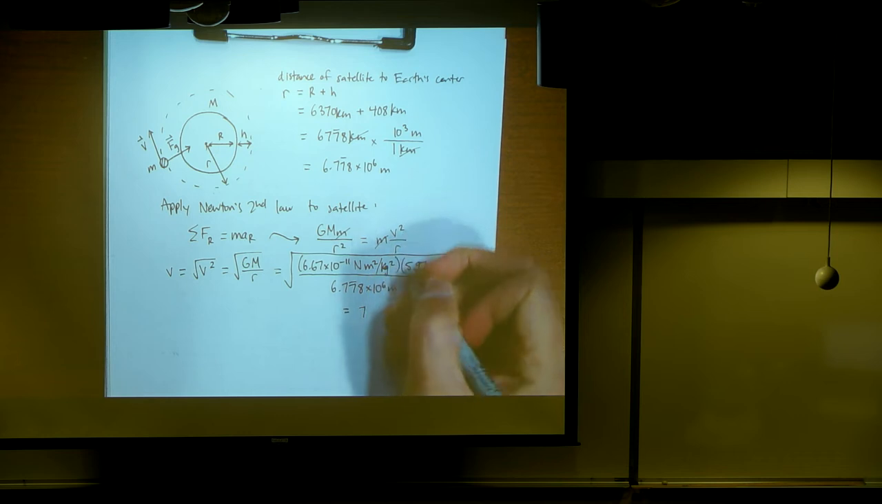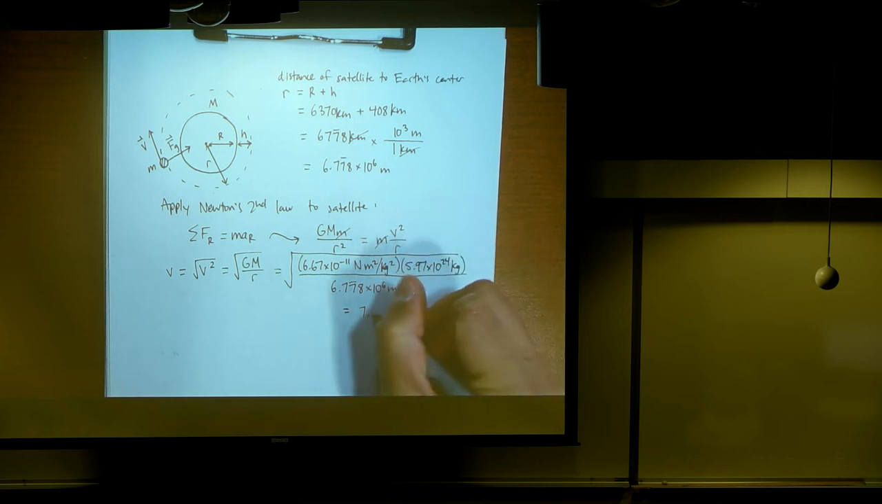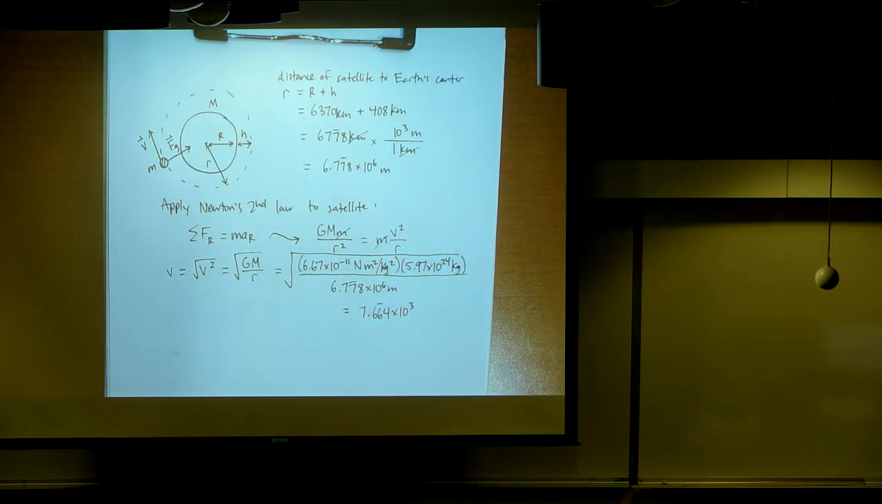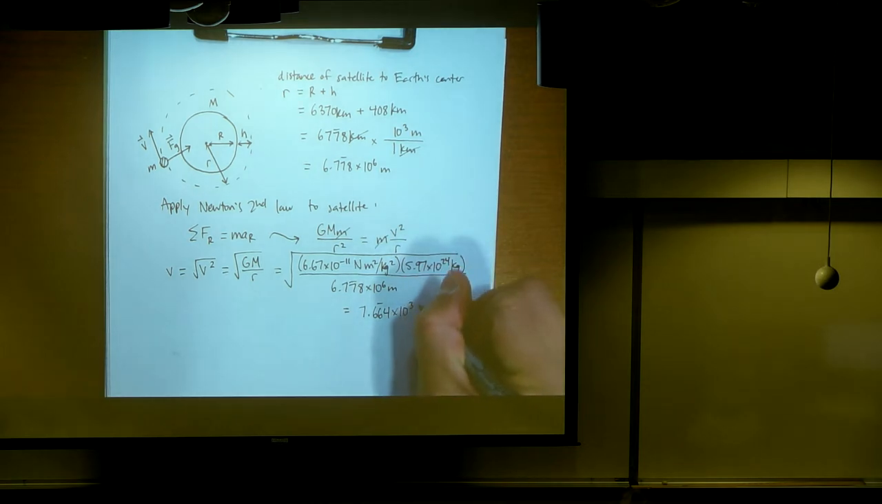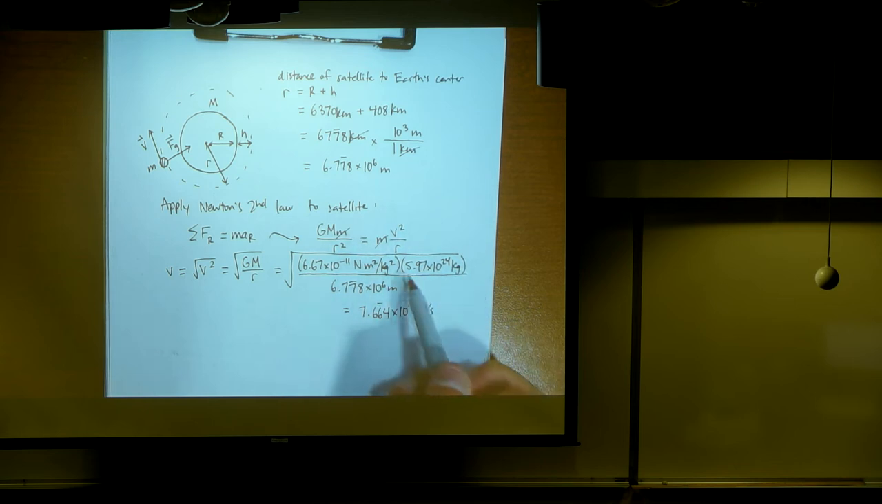Yeah, so I'm going to put it in scientific notation: 7.664 times 10 to the 3, keeping 3 sig figs. And what do we expect the units to be here? Meters per second? We probably expect meters per second, but looking at this, it's not obvious how it works out that way. So let's just go through the unit analysis real quick.